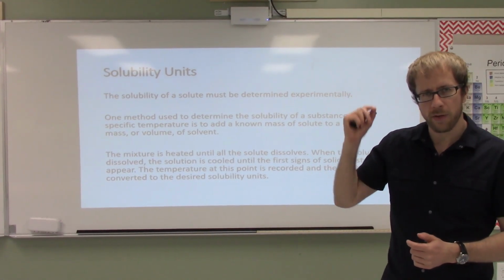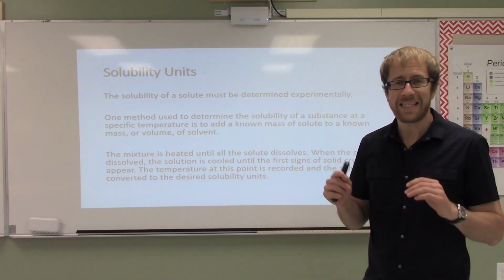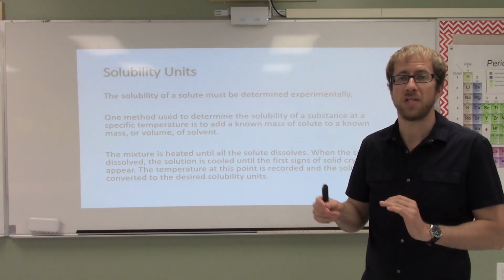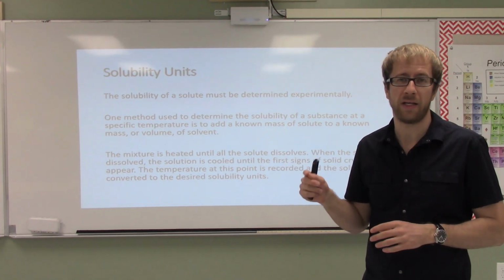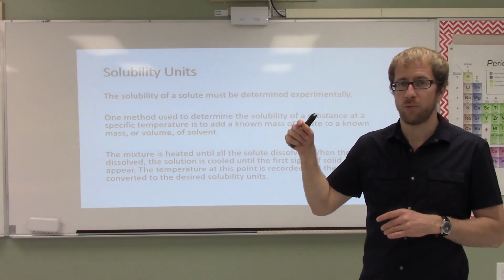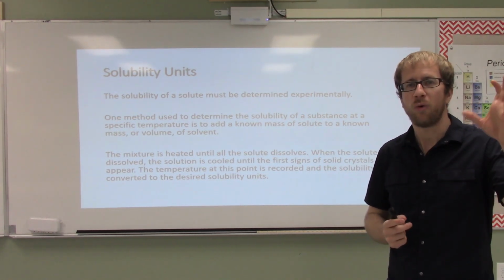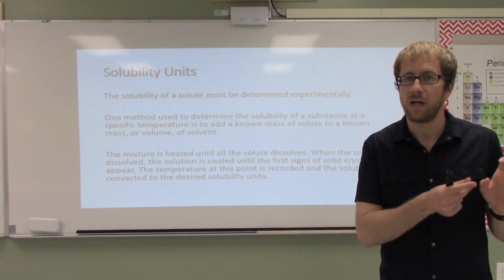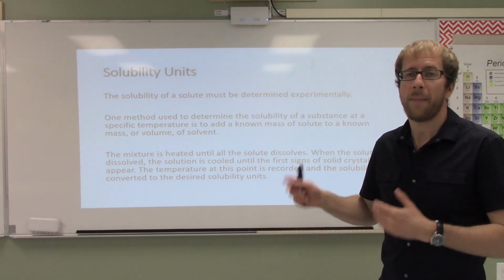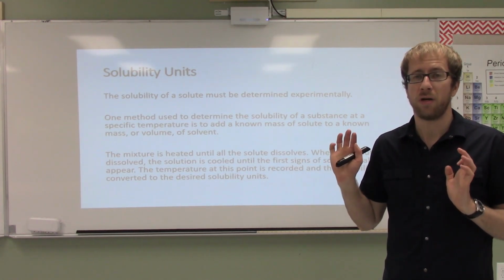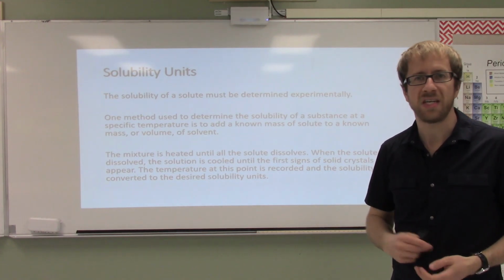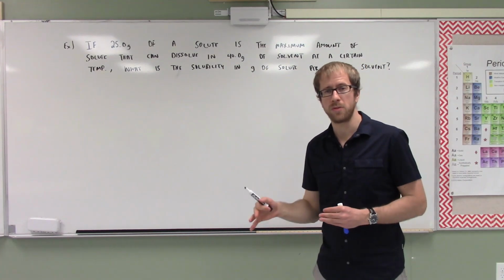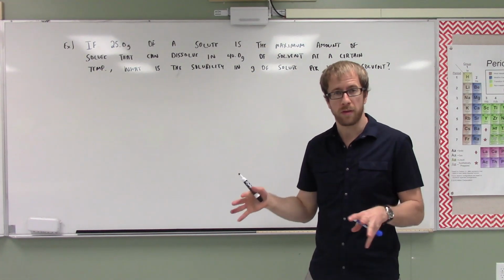So if you had a thermometer in there, you could tell me at exactly what temperature you would reach the saturation point, aka its solubility. So let's say this thermometer read 60 degrees Celsius when you started to see crystals forming. You could say that that mass of solute in this amount of solvent, its solubility was blah at 60 degrees Celsius.